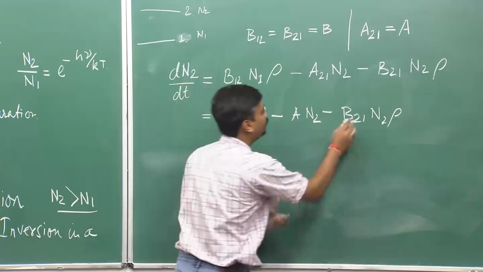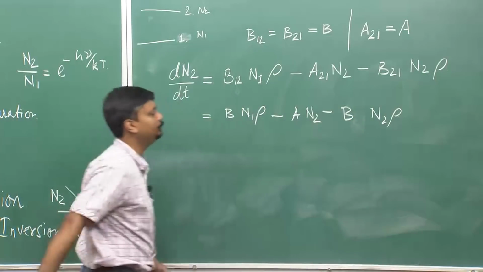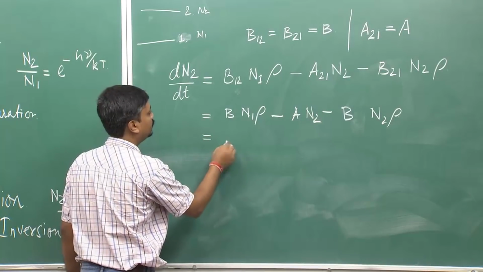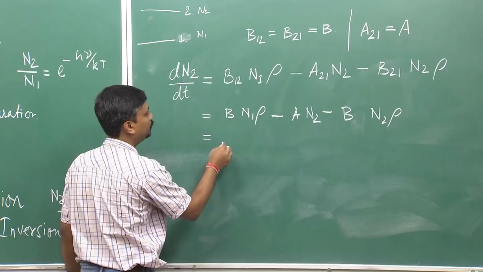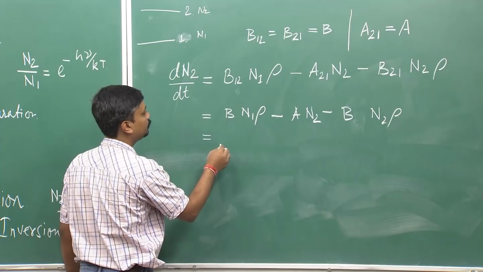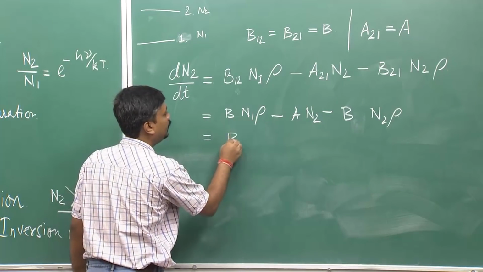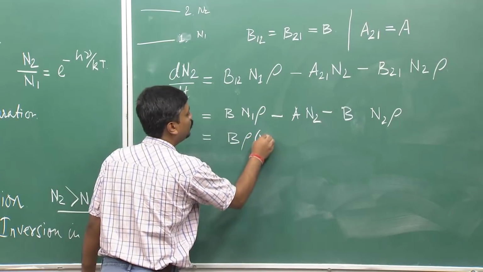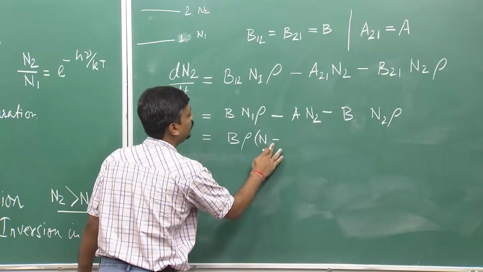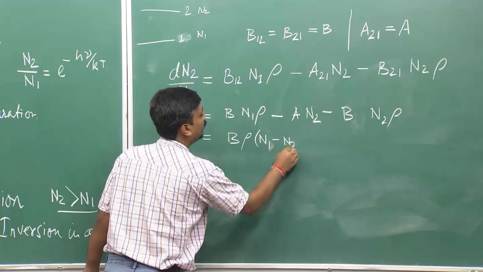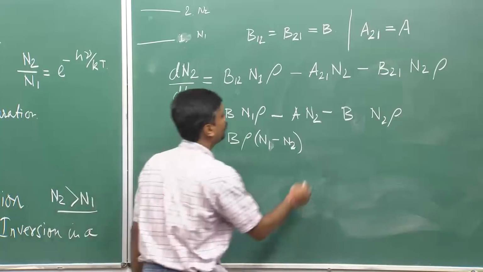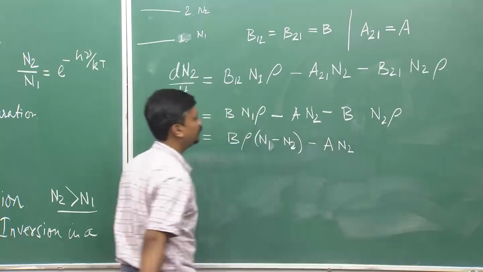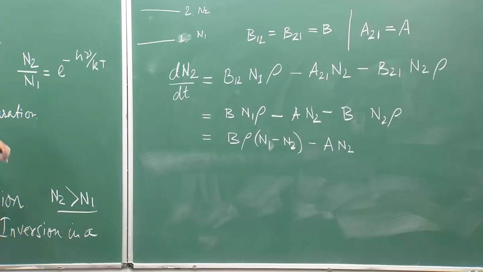Sorry, I am supposed to remove this one. So, it is B. Okay. So, what I have is B rho (N1 minus N2) minus A N2, correct?